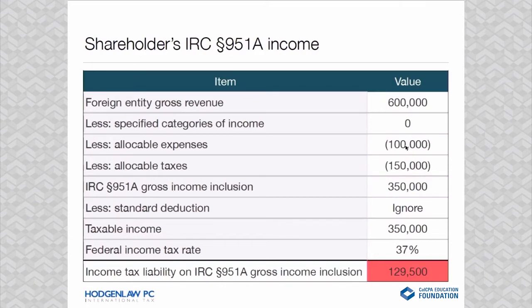So we have $600,000 of gross revenue. Okay, that's going to be included. And then we subtract a bunch of stuff to figure out what the gross inclusion is. And if you want to find out where this is, go look at Form 5471, and it's on Schedule I-1. So that's where you're going to find all this stuff.